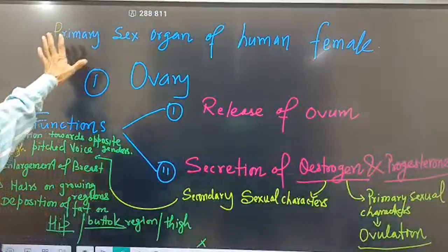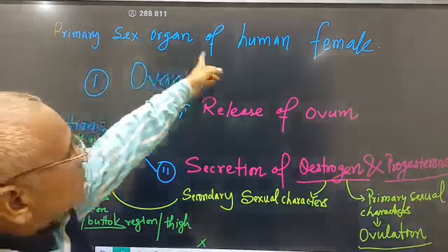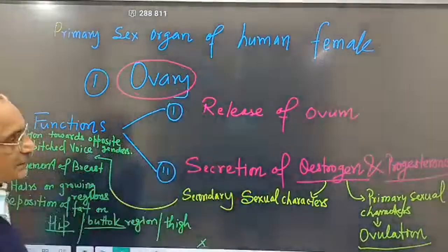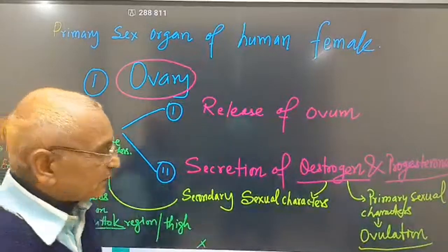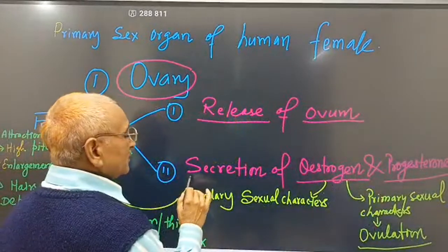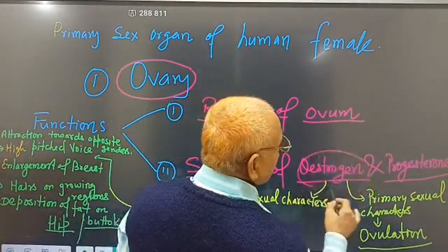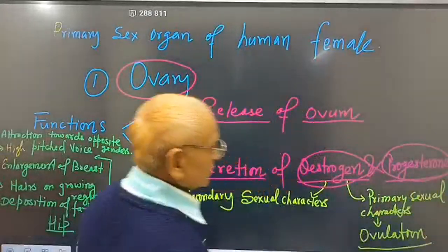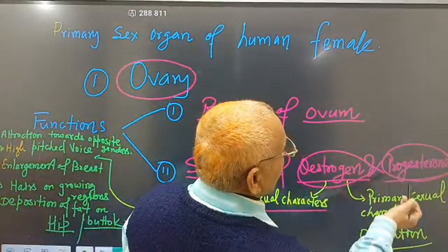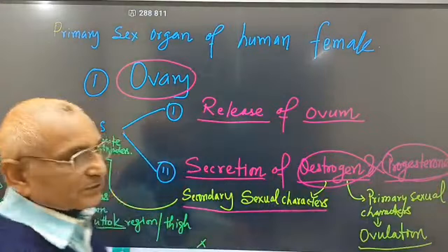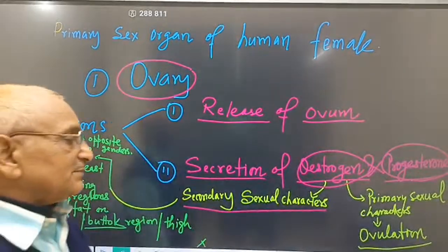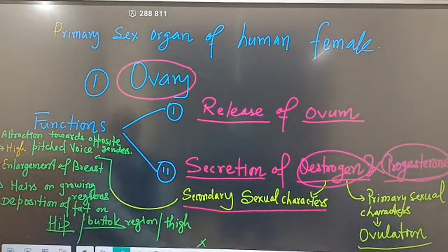Then we come again to the primary sex organ of the human female, the ovary. The ovary has two functions. Sometimes a question asks what the two functions of the ovary are. First, the ovary releases the ovum, and it also secretes two types of hormones, estrogen and progesterone. Estrogen brings about the secondary and primary sexual characters, and progesterone is the pregnancy hormone. Its amount is high when pregnancy is maintained, and it stops further menstruation.